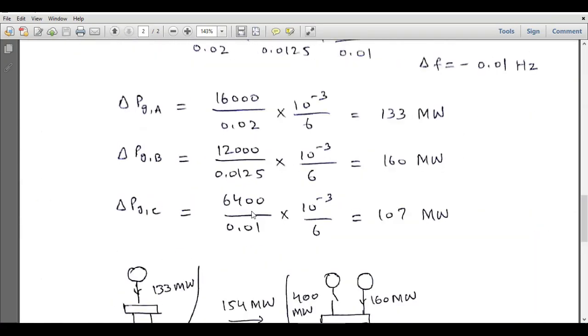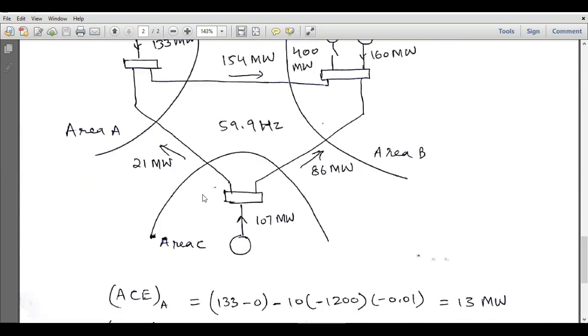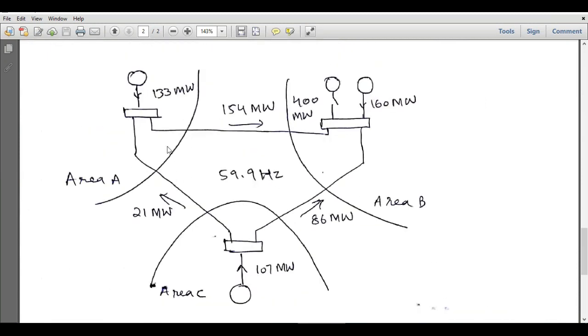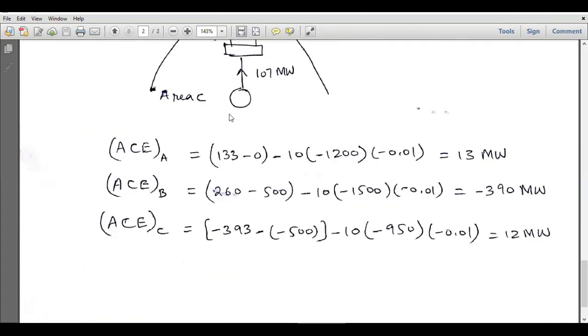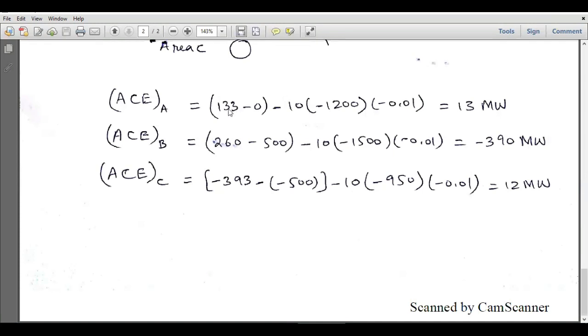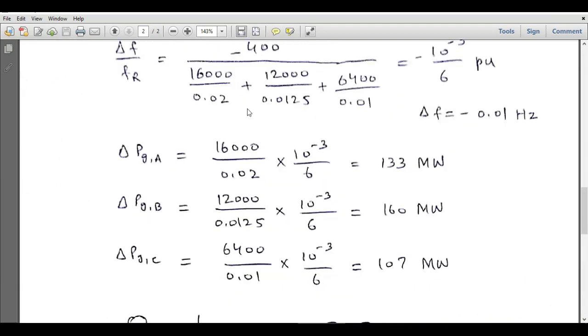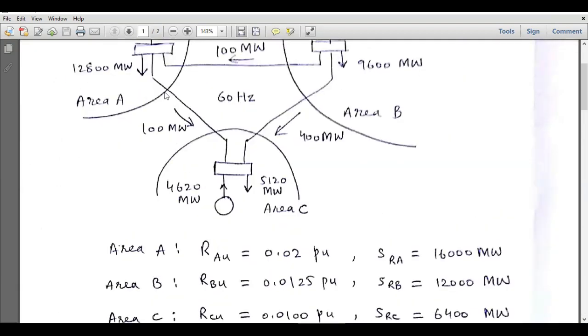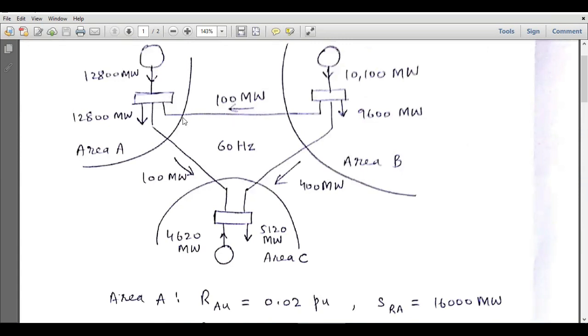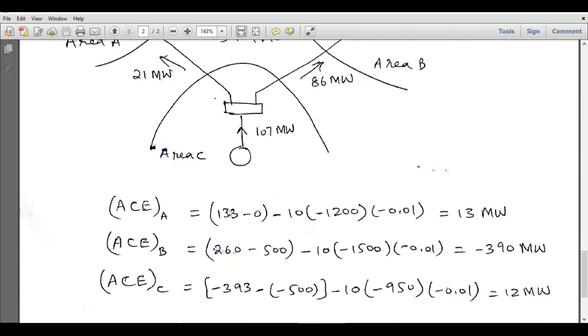So after that fault incident, the excess power generation from the generator A is 133 megawatts, and from this power flow diagram, we can see that area A is receiving 21 megawatts and delivering 154 megawatts. So the net power it is delivering is 133 megawatts. So actual net interchange is 133 minus scheduled net interchange, which will be calculated from this figure. And in this figure, you can see it was receiving 100 megawatts and it was delivering 100 megawatts. So scheduled net interchange was equal to 0. So this is 133 minus 0 minus 10 BF into delta F. So that is 13 megawatts, the area control error of area A.